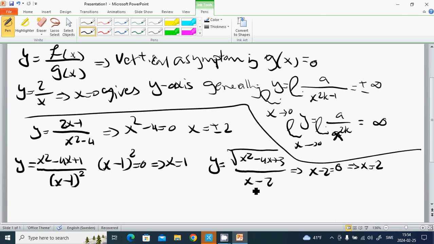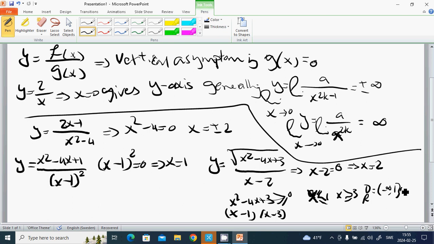if we look at the definition, x squared minus 4x plus 3 must be greater than or equal to 0, that is (x minus 1)(x minus 3), so x is less than or equal to 1 or x is greater than or equal to 3. Then the domain of f is minus infinity to 1 union 3 to plus infinity, and you see that x equals 2 doesn't belong to this domain. Then we say that y doesn't have any vertical asymptote.